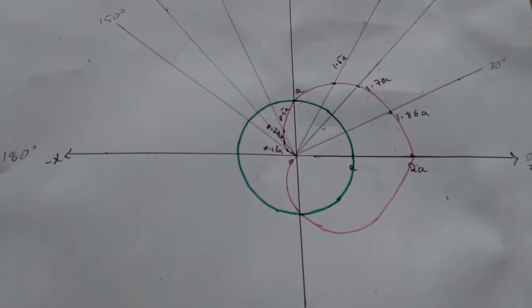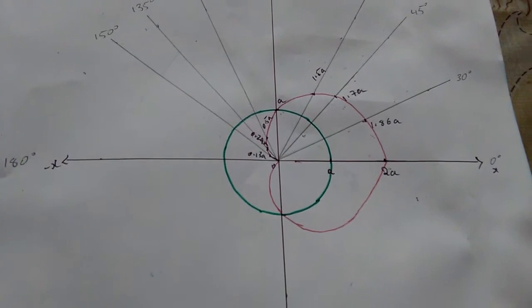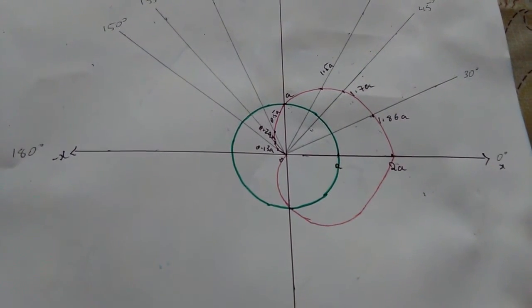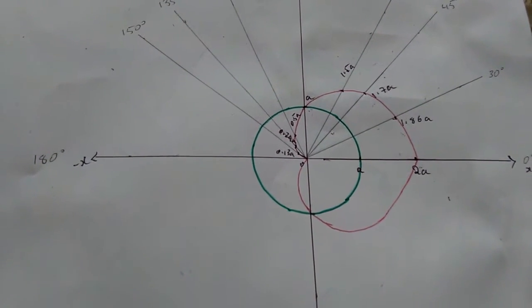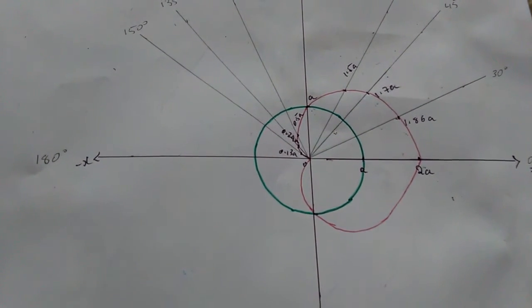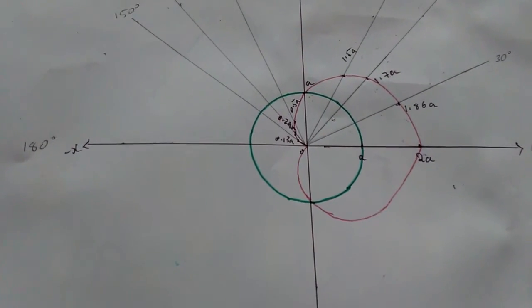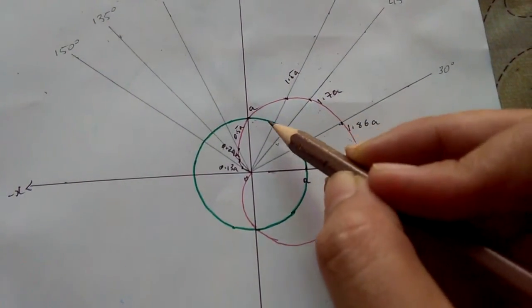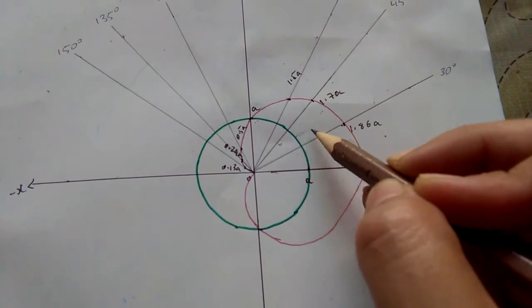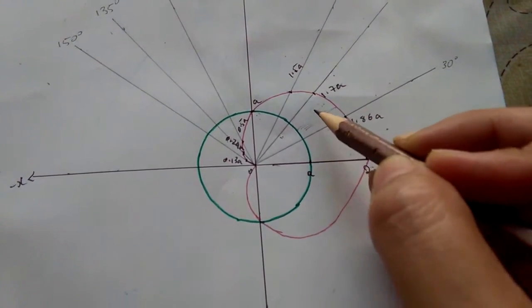So here you go. This is the circle having radius r equals a. Our region G actually lies outside the circle, and it is inside the cardioid. So the region G is lying outside the circle and inside the cardioid.